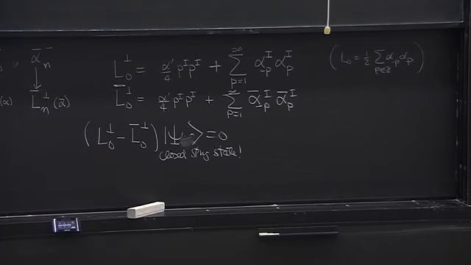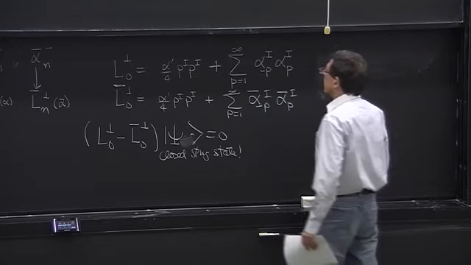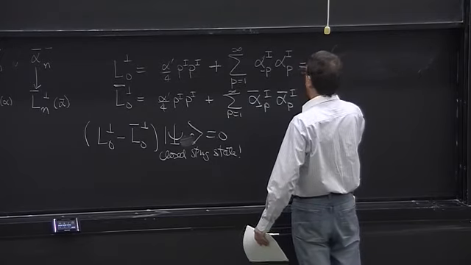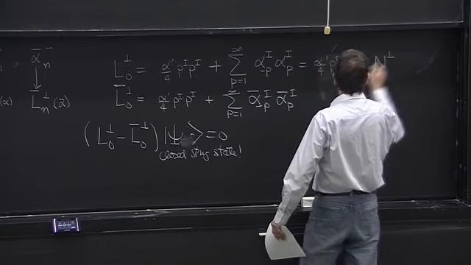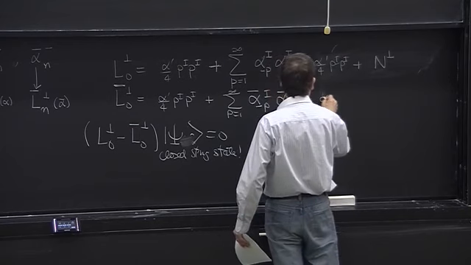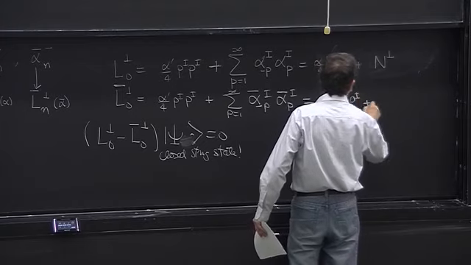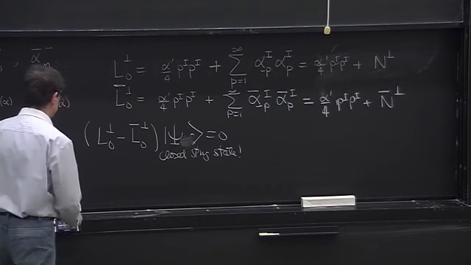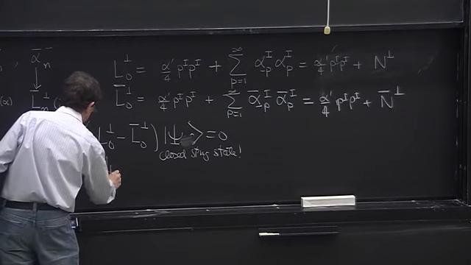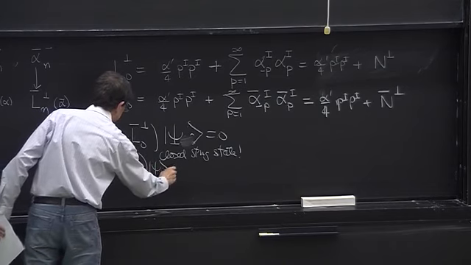So L0 here, written this way, is equal to alpha prime over 4 p squared plus the number operator N perp, and alpha prime over 4 p squared plus the barred number operator. So this is equivalent to saying that N perp minus N perp bar also kills the states.